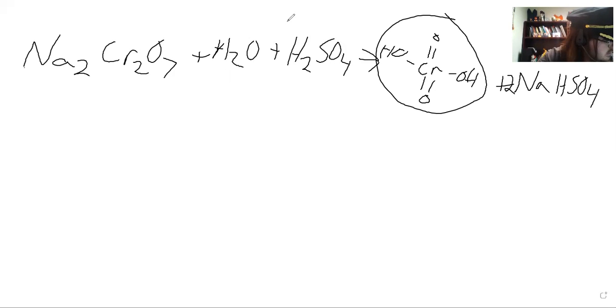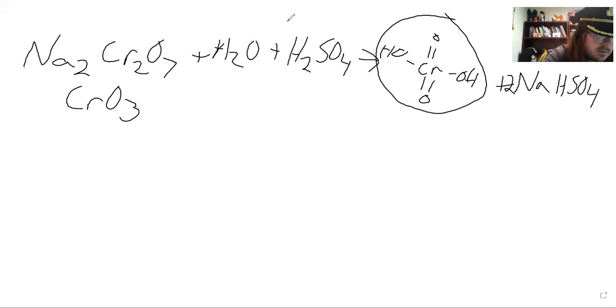So what does this do? Another way to represent this is often just CrO3. So we can say chromate, H2CrO4, or Cr2O7 2-. All of them do essentially the same thing.